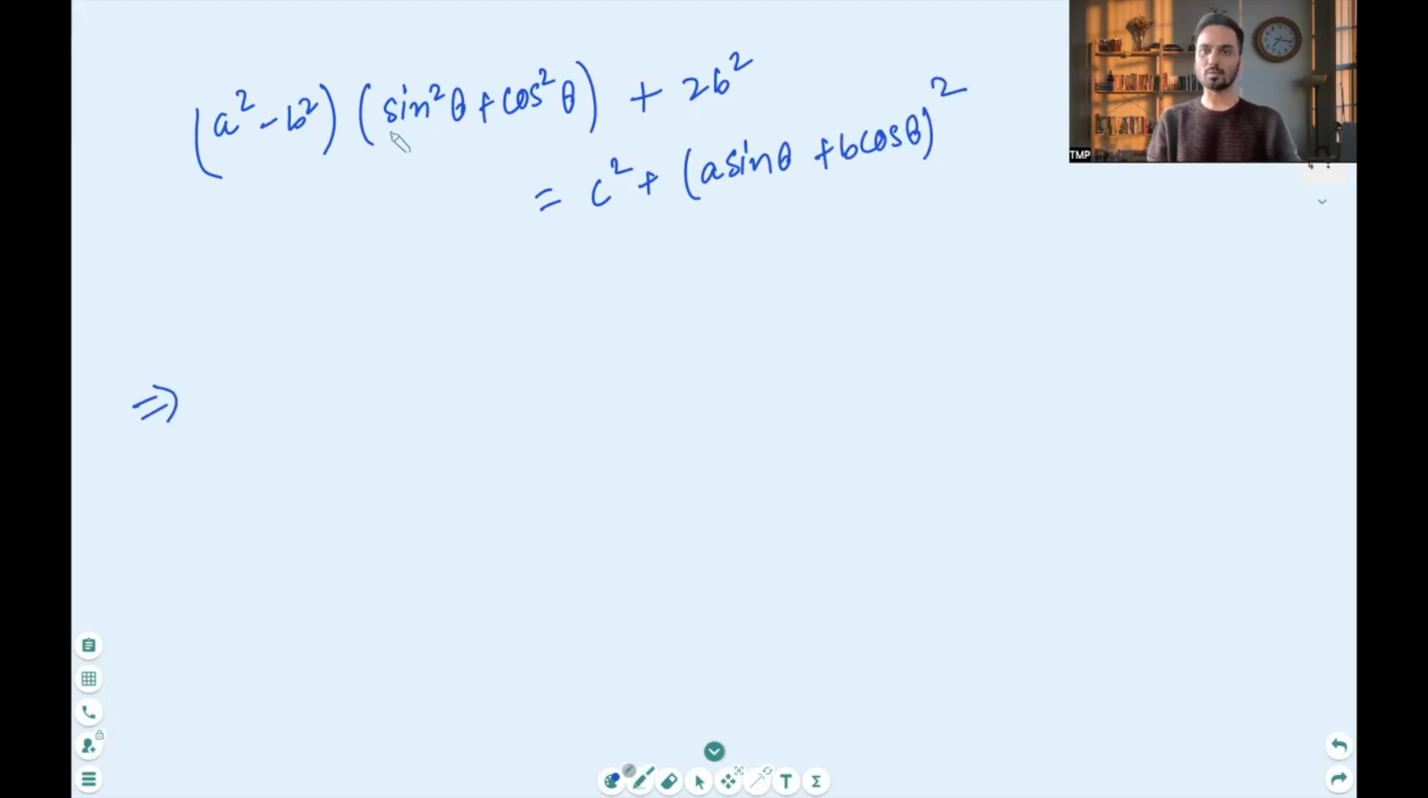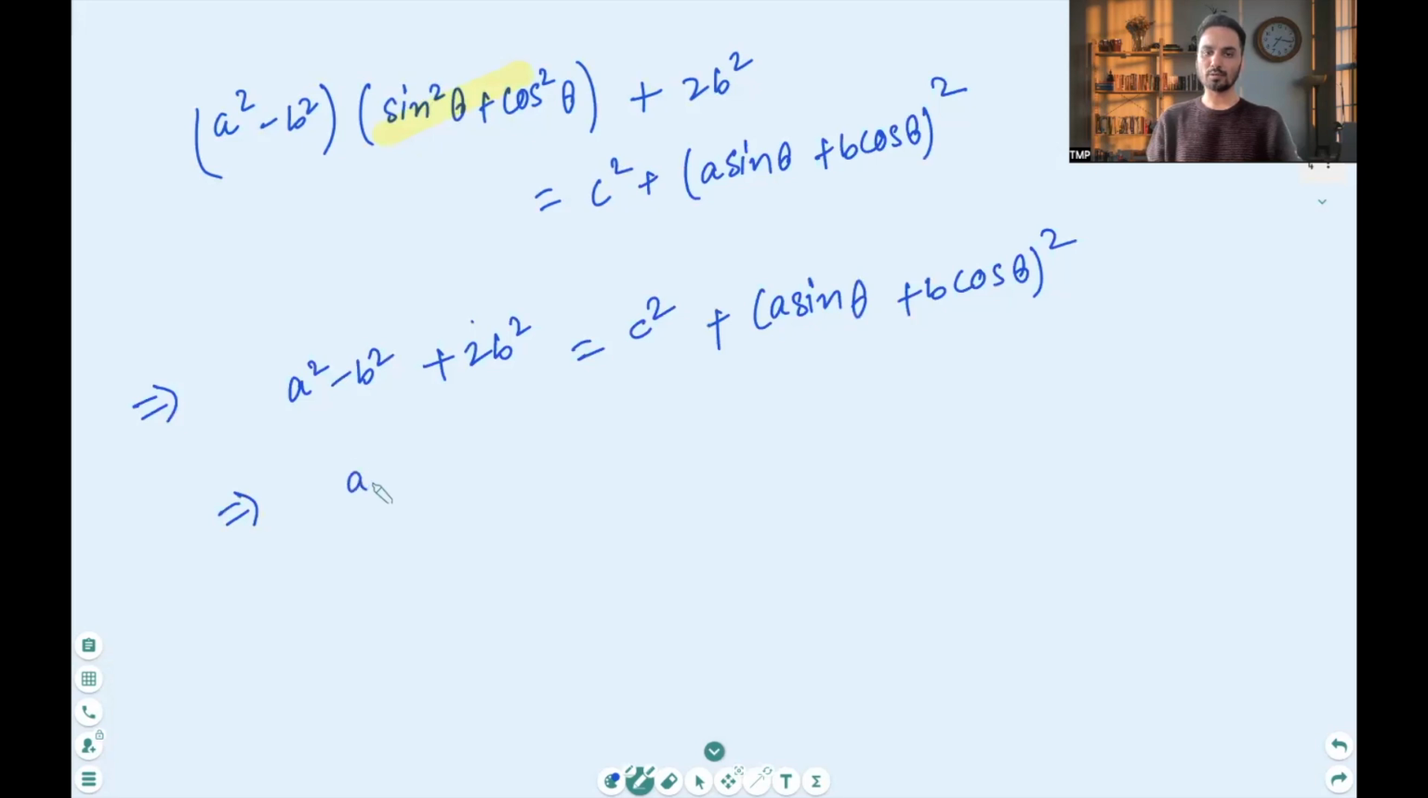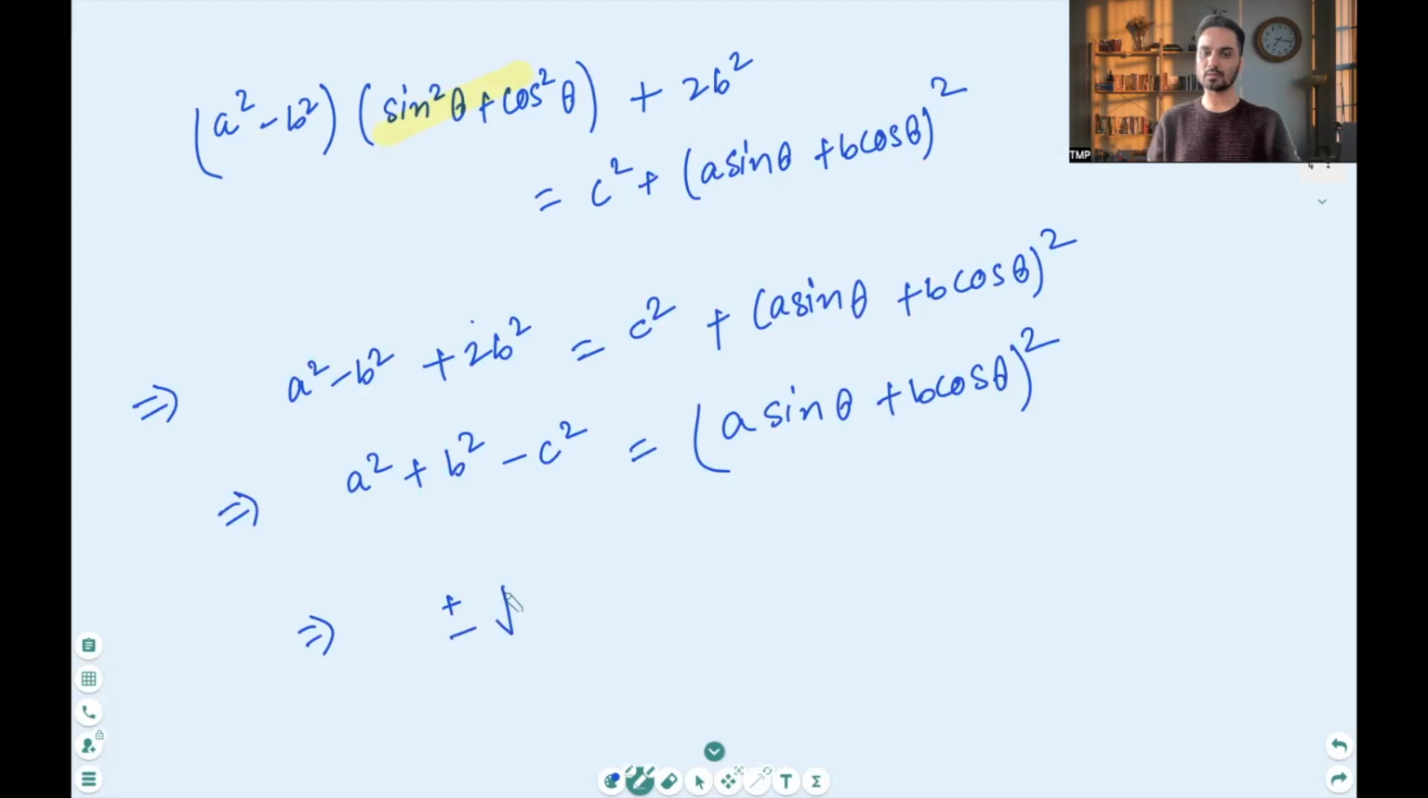And we know that sine square theta plus cos square theta is 1. So we are left with a square minus b square plus 2b square equals c square plus a sine theta plus b cos theta whole square. And simplifying it further, we'll get a square plus b square minus c square equals a sine theta plus b cos theta whole square. And by taking square root on both sides, you'll get plus minus square root of a square plus b square minus c square equals a sine theta plus b cos theta.